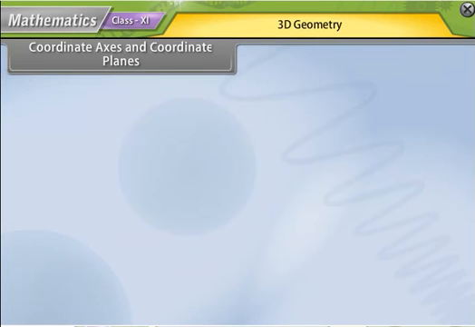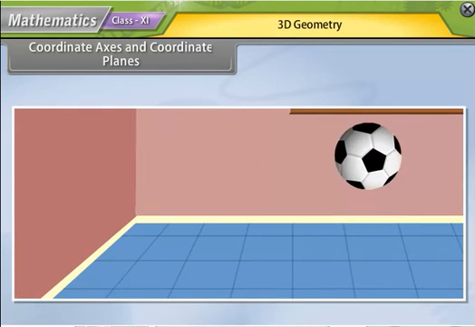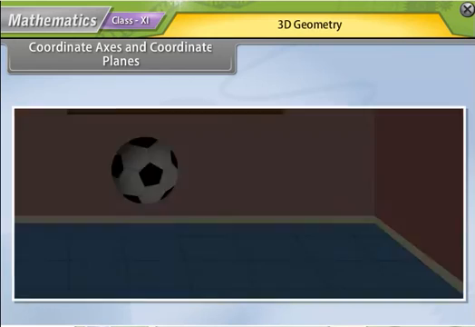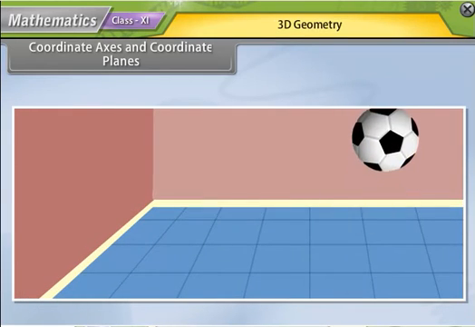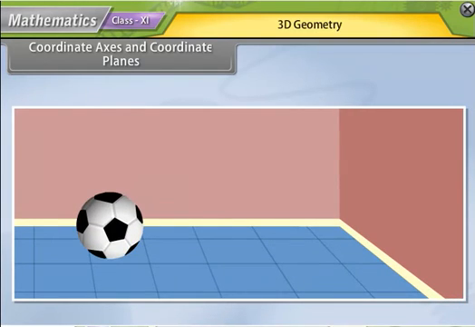Coordinate axes and coordinate planes. Let us take an example of a bouncing ball in a room where one corner of the room is considered as the origin. We can take any corner of the room as origin of reference, and relative to that the coordinates of the point change.